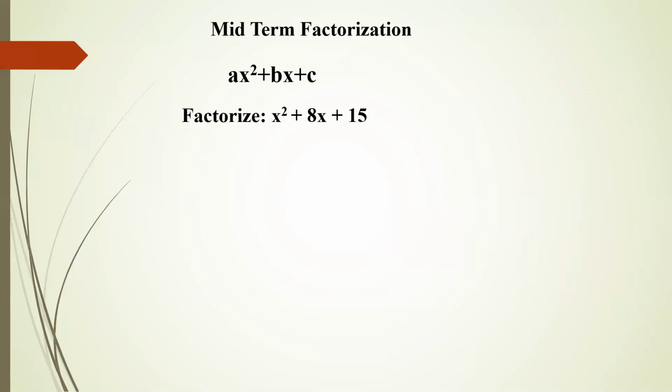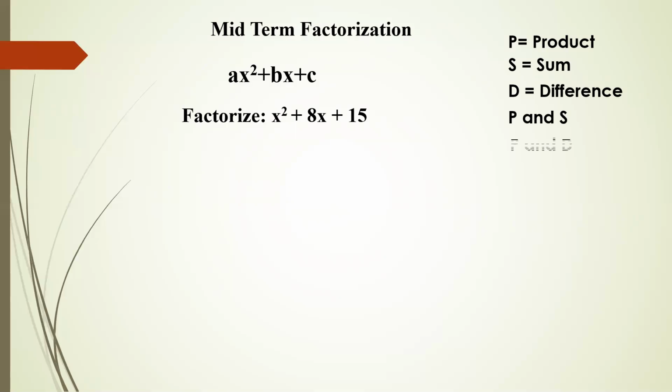Now, before we do the mid-term factorization, we have to understand a few things here. P is a product, S is a sum, and D is a difference. Remember, in order to do the mid-term factorization, you have to get a combination of the product and sum, or the product and difference. Now the question arises here: how do we know that? Is it product and sum or is it product and difference?